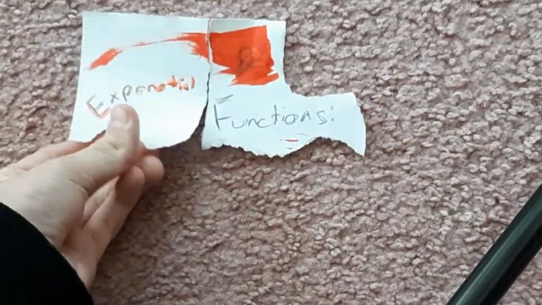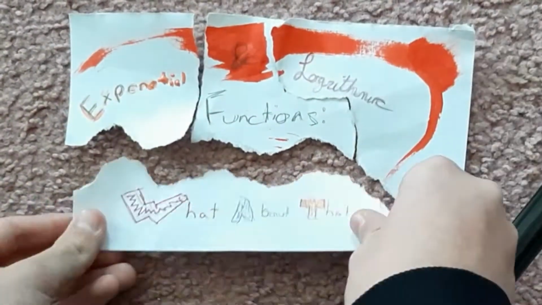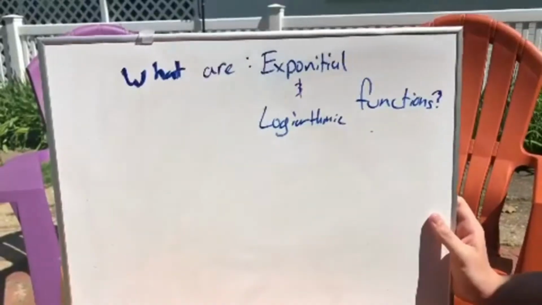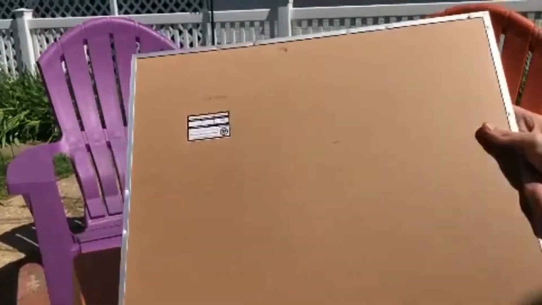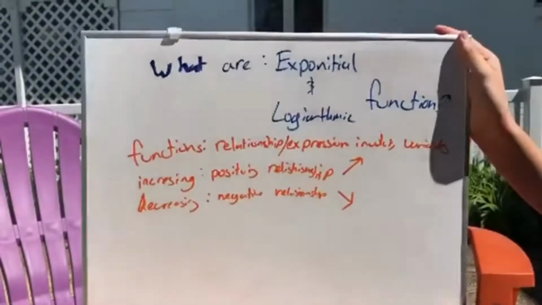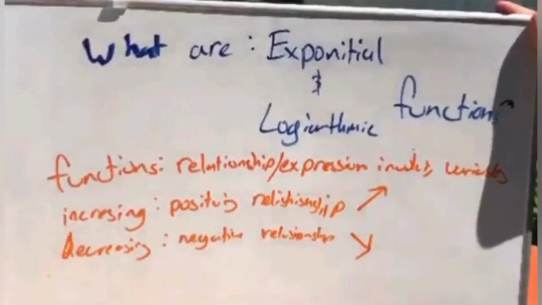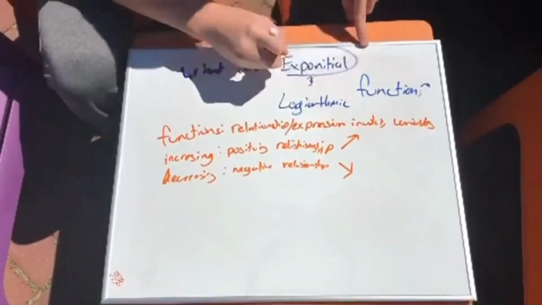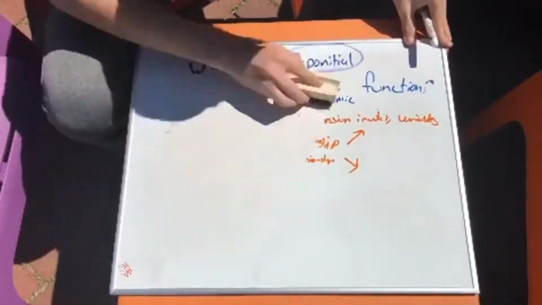Exponential and logarithmic functions. What about that? Well, obviously both are functions, and functions express relationships that can be either increasing or decreasing, which shows positive or negative relationships. We will first be focusing on the exponential functions.